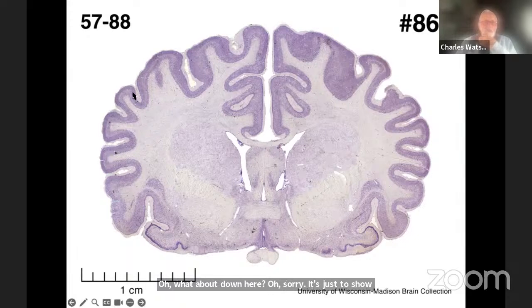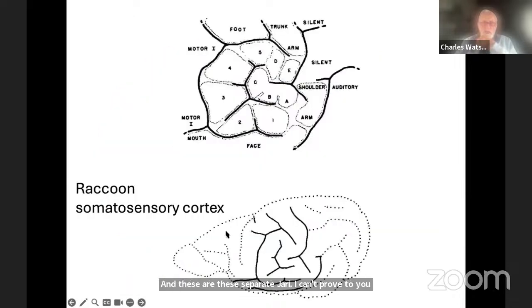I can't prove to you which ones they are there, but the next section shows you that quite well. Here's a picture of the raccoon brain from the lateral side, and these are the areas that these people recorded from. They recorded the touch sensation, and they found that each digit had its own little gyrus, so that the 5 digits in the front paw are each represented by a special gyrus, and so the rest of the somatosensory cortex is not that large.